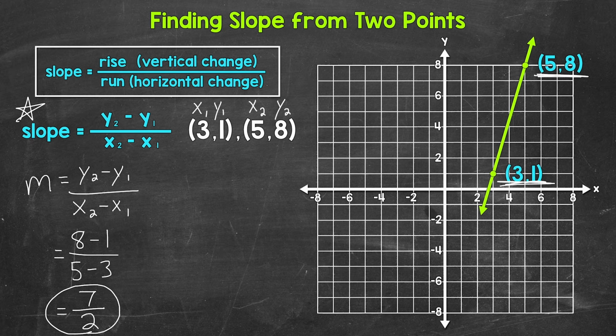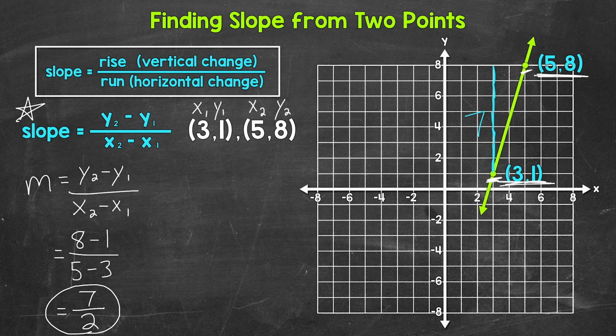So taking a look at the line, let's work from left to right, so this point to this point, and find the rise and the run. Let's start with the rise, so 1 unit, 2 units, 3 units, 4 units, 5 units, 6 units, 7 units in order to align with the other point. So the rise is 7.